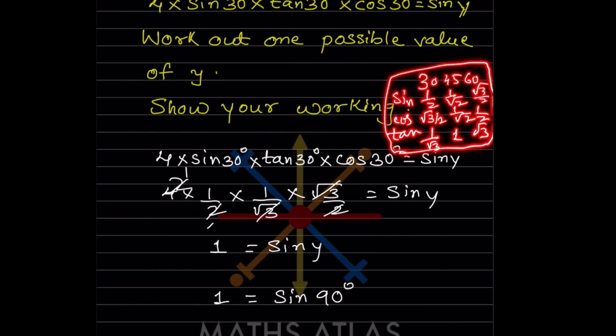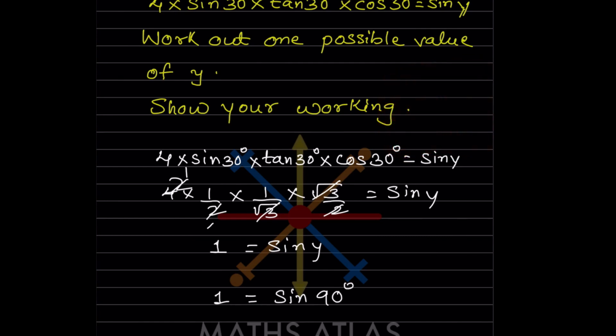So now, after looking at this table, here this 4 will be, sin 30 is 1 by 2, tan 30 is 1 by root 3, and cos 30 is root 3 by 2.